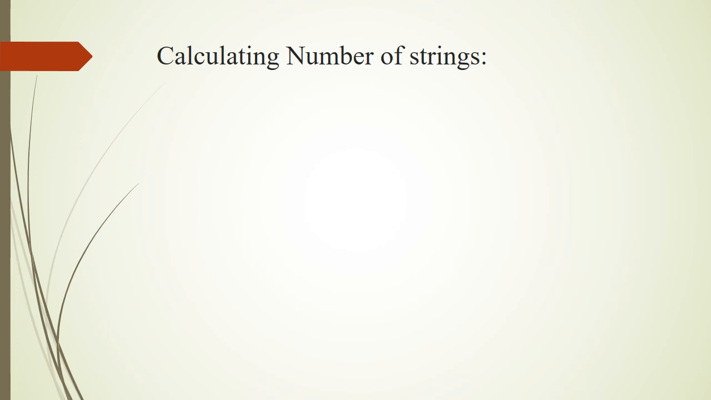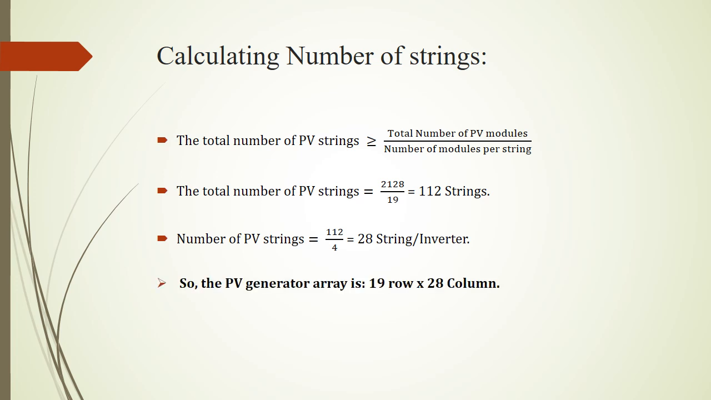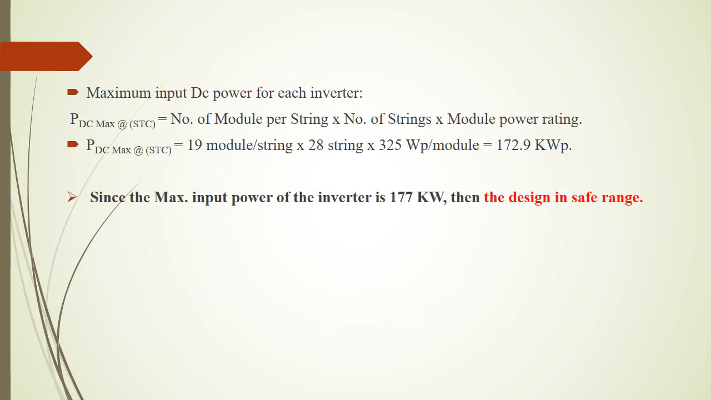By knowing the total number of PV panels, we can calculate the total number of PV strings, and the total number of strings per inverter. So the PV generator array is 19 rows by 28 columns. Since the current varies significantly with the solar radiation, it is not considered in computing the number of modules.